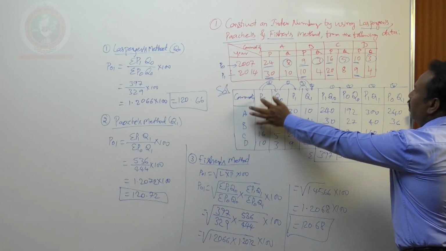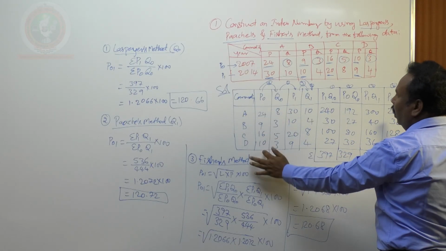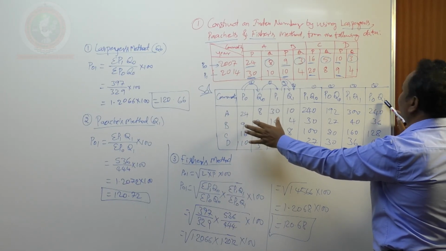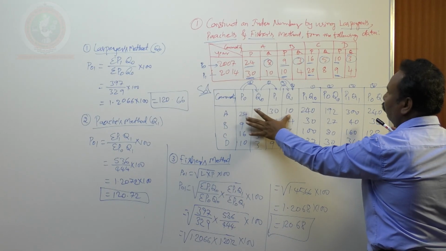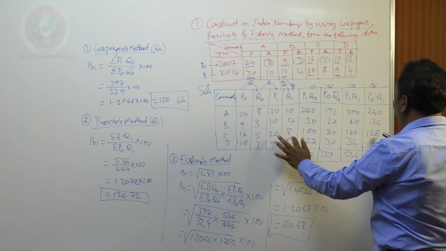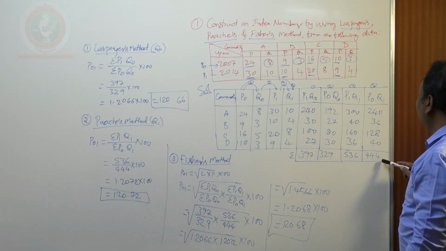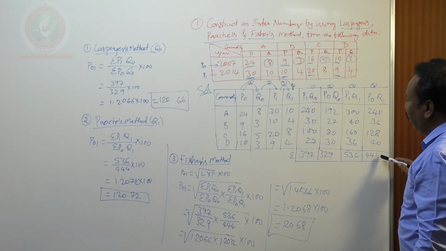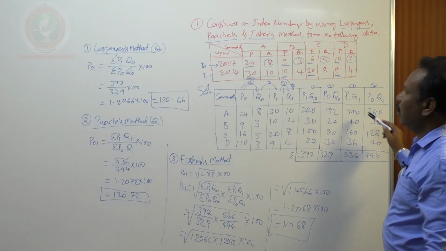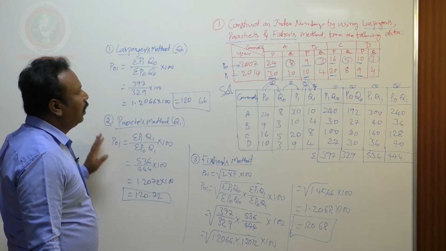Like that P0 Q1, multiplication of first column and fourth column. We will get P0 Q1: 24 into 10, 240, 9 into 4, 36, 16 into 8, 128, 10 into 4, 40. Summation of P0 Q1 is 444. Now, we have the required data we calculated. Based on that, we have to apply the formula and identify the index number.